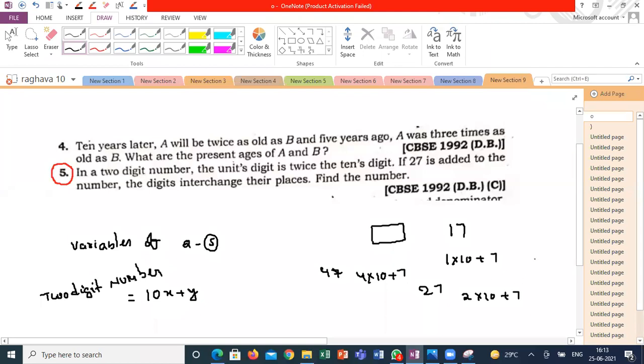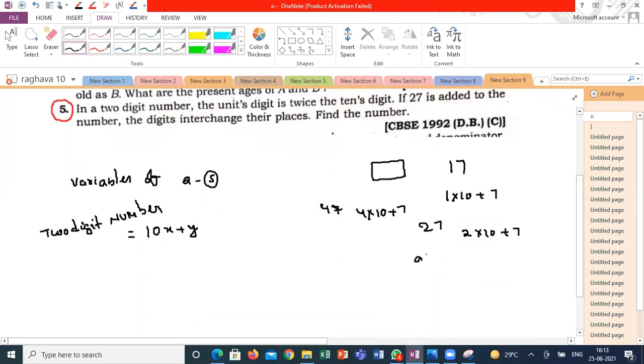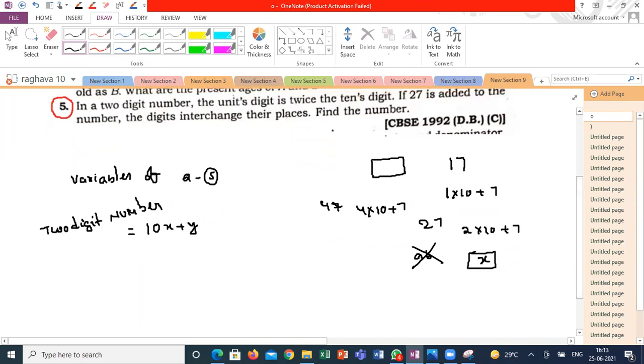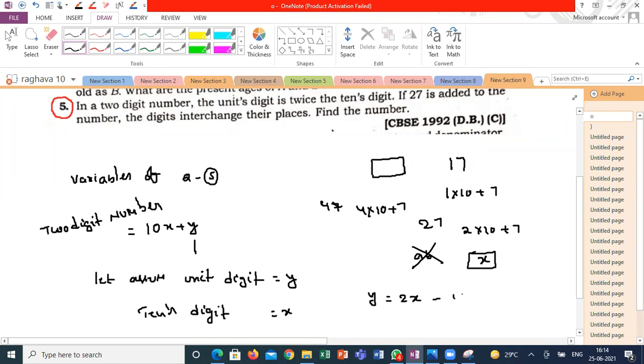10x plus y is my 2-digit number. Don't write a 2-digit number as a, b. This is completely messed up. X also you can't write as a 2-digit number, when they are talking about each and every digit having some relation. The unit digit is twice the 10th digit. So y is the unit digit. Let us assume unit digit is y, 10th digit is x. So he is saying unit digit is twice the 10th digit. So y is equal to 2x is my first equation.